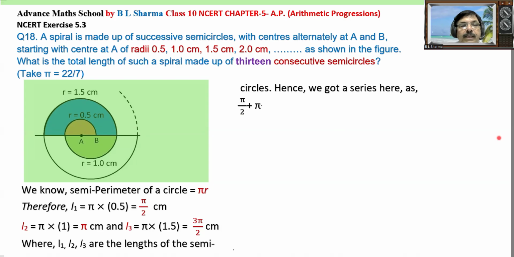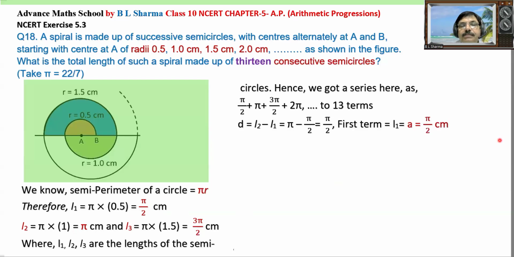in which the first term is pi by 2, second term is pi, third term is 3 pi by 2, and fourth term is 2 pi, and up to 13 terms. Use the formula. And what is the common difference? L2 minus L1 means pi minus pi by 2. That is pi by 2.